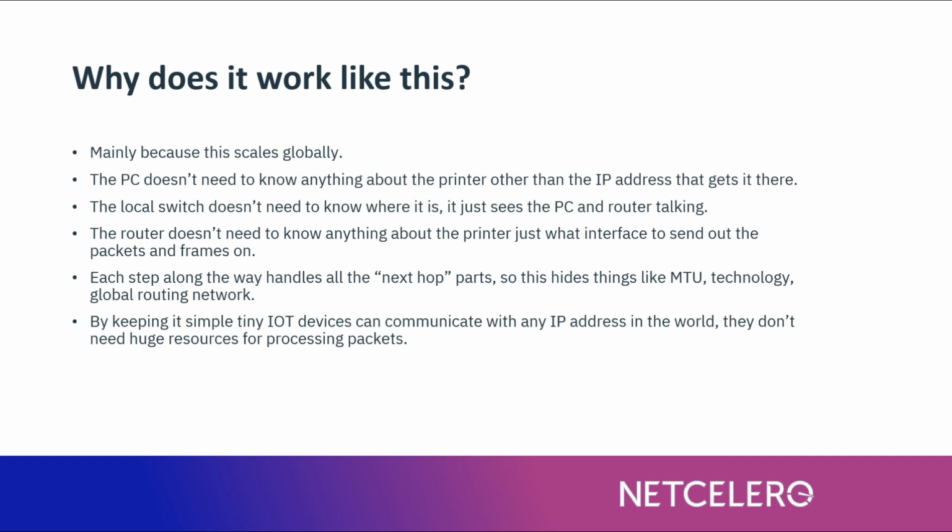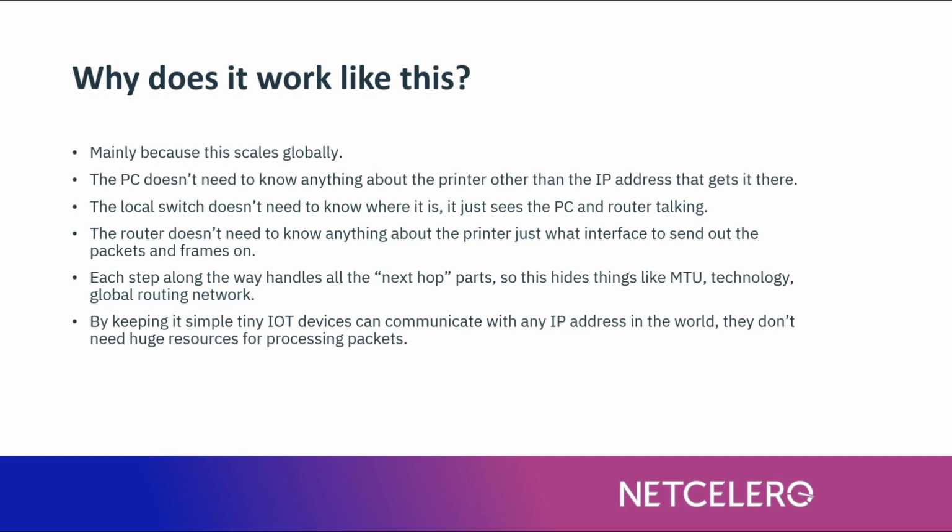And this is where the default route comes from. You can basically just say, okay, send everything out that port and the ISP will take care of it, allowing your router to be built cheaply. Each step along the way handles all the next hops. So the router to router communication, they do their bit. So this hides things like MTU, technology, the global routing network, from the PC and from the printer.